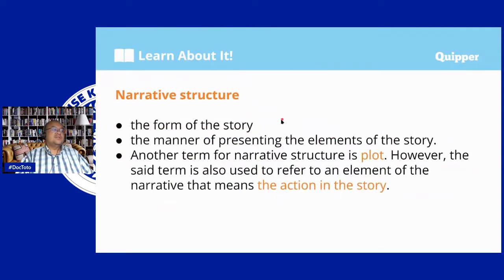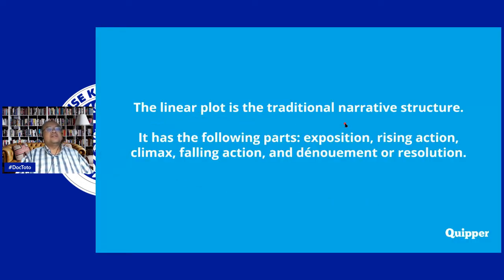The narrative structure is the form of the story, the manner of presenting the elements of the story. Another term for narrative structure is what's called plot. However, the term is also used to refer to an element of narrative that means an action in the story. Now, the linear plot is the traditional narrative structure, and that is what you saw in the first video by Khan Academy. It has the following parts: exposition, rising action, climax, falling action, denouement, or resolution.